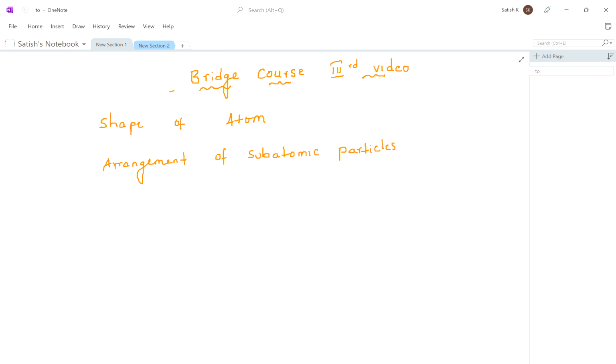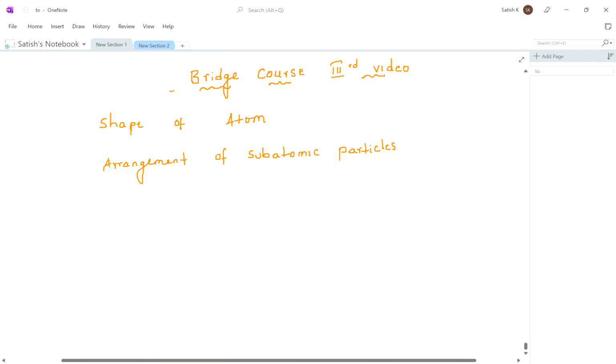Briefly I am explaining. Once you start learning atomic structure in 10th standard and 11th standard, you can understand better. But most of the students have a little confusion in the starting introduction part, like the shape of the atom and subatomic particles. That is why I am explaining briefly. Maybe you will like this video. So listen first: shape of the atom.